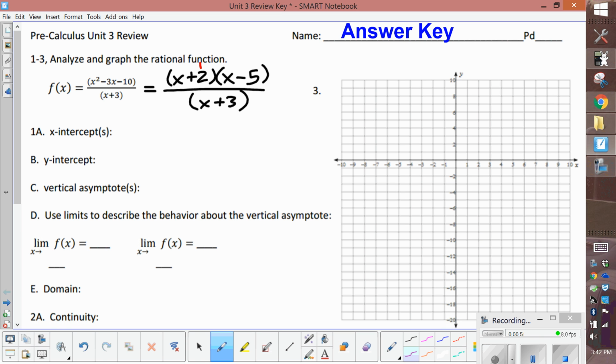And we'll do a quick check here. My inners would give me 2x. My outers would give me negative 5x. And those would combine to give me negative 3x.